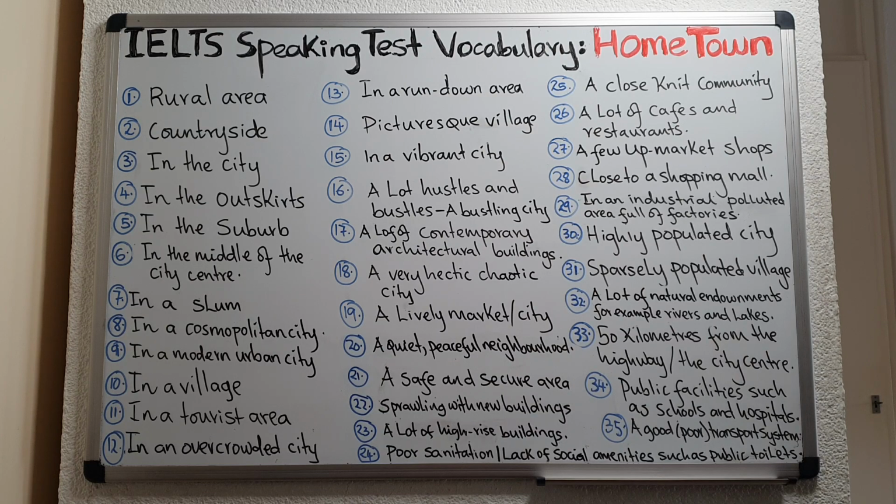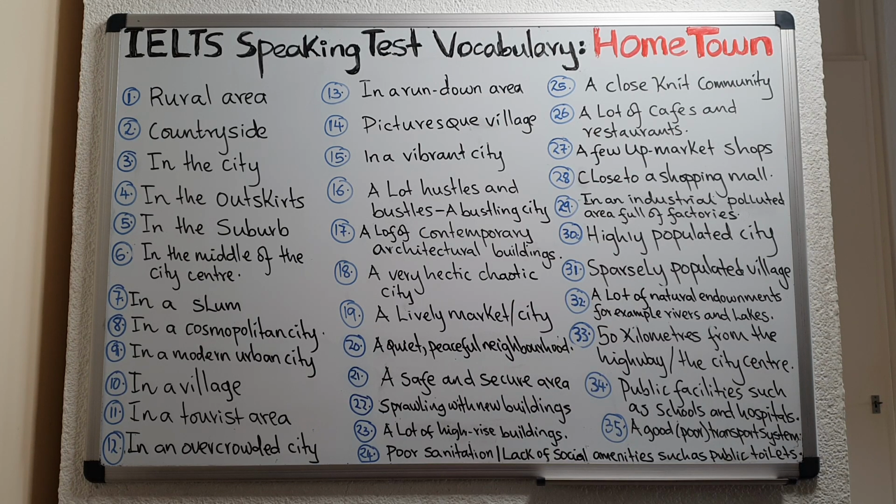Now let's move on to number 20. Number 20, a quiet, peaceful neighborhood. Okay, a quiet, peaceful neighborhood. Now that would be the opposite of a lively neighborhood. If you live in a quiet, peaceful neighborhood, then neighborhood is the area where you live. Neighborhood comes from the word neighbor. So in an area where you live and you have neighbors, that is your neighborhood.